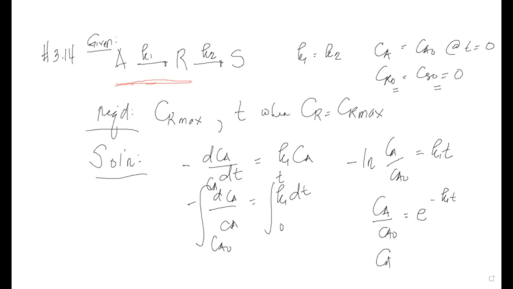So the formula that we had for the first scenario wherein k1 and k2 are not equal, in determining the concentration of A after some time, is still the same. So this is C_A0 e raised to negative k1 t. So this is our first equation.